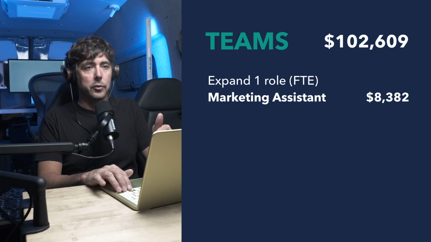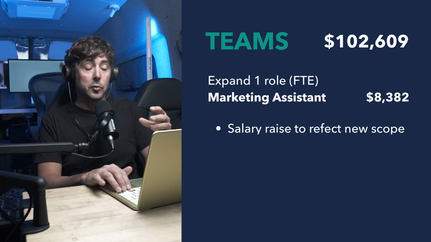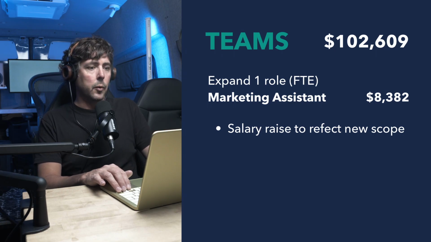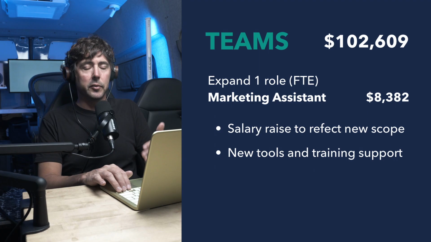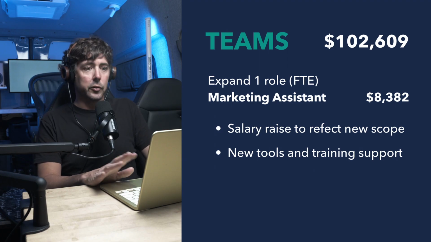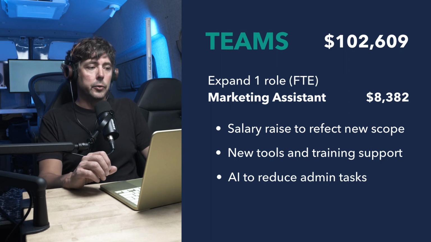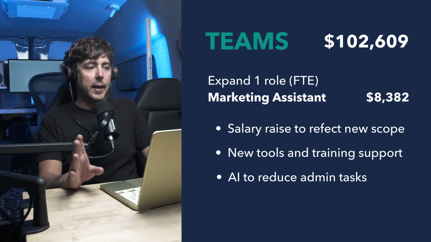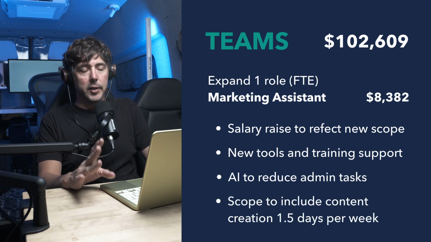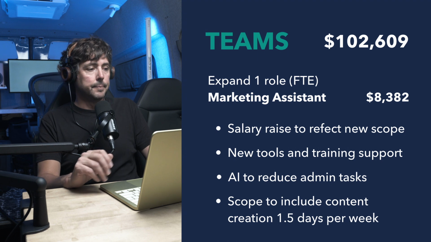So the company already has a full-time marketing assistant, and we're going to give that person a small raise and expand that person's scope to include some content creation. We're also going to add a little bit of training and some basic infrastructure to help with that role. This is going to add a modest bump in that person's salary. We're going to streamline current administrative tasks with AI as best we can and find 1.5 days a week for this marketing assistant to create content.